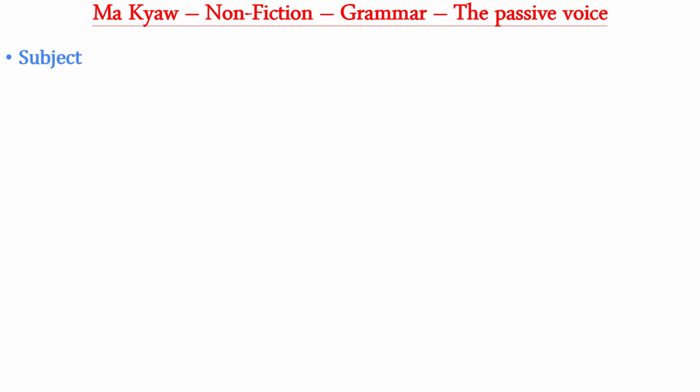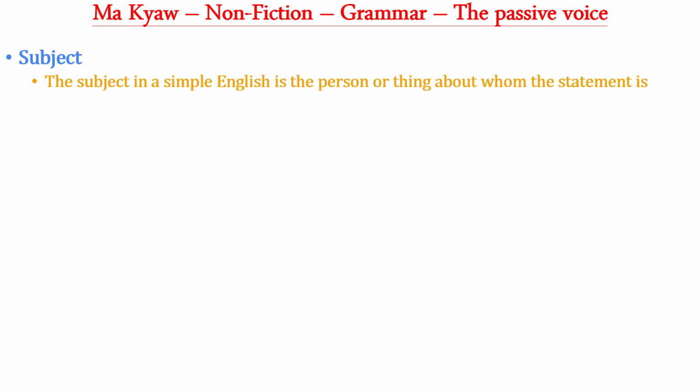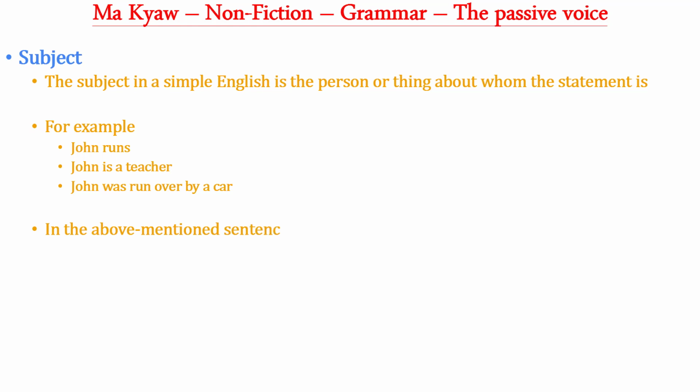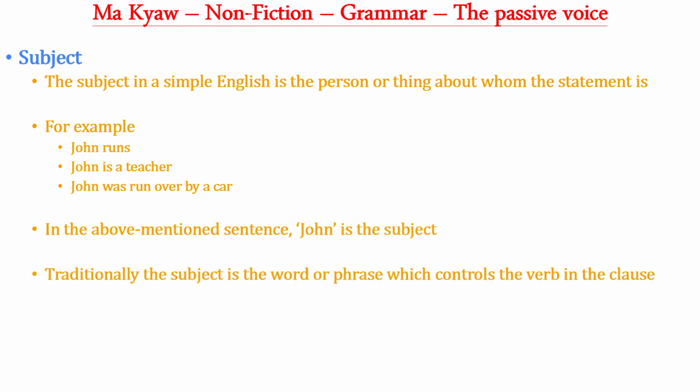Okay, so now we will look at different components of a sentence. So the first one is subject. So what is the subject? The subject in simple English is the person or thing about whom the statement is. So now we will see a few sentences. For example, John runs. John is a teacher. John was run over by a car. So in the above mentioned sentences, John is the subject. Traditionally, the subject is the word or phrase which controls the verb in the clause or in a sentence.